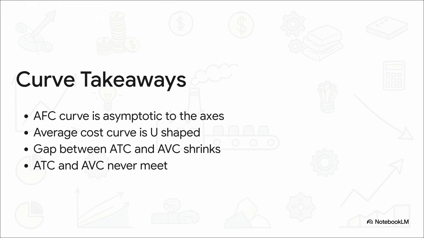Finally, check out the vertical gap between the top curve, ATC, and the middle curve, AVC. As you move to the right, churning out more output, that gap gets visibly smaller and smaller. And guess what? That gap is exactly your average fixed cost. Because your AFC is getting tinier and tinier as you produce more toys, the average total cost naturally gets closer and closer to the average variable cost. But since AFC never actually hits zero, those two top curves will never truly touch. It's just a brilliant visual balancing act.